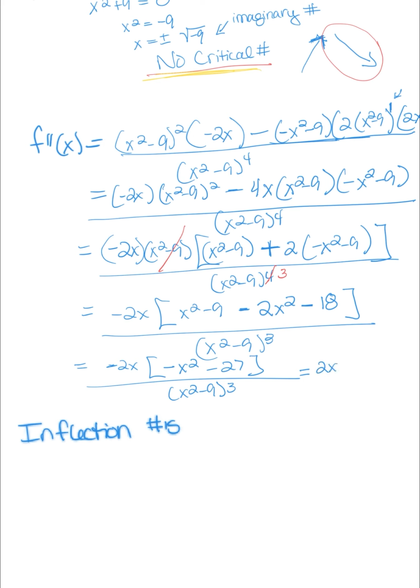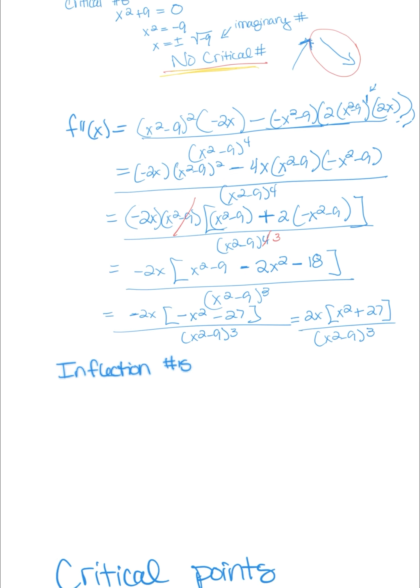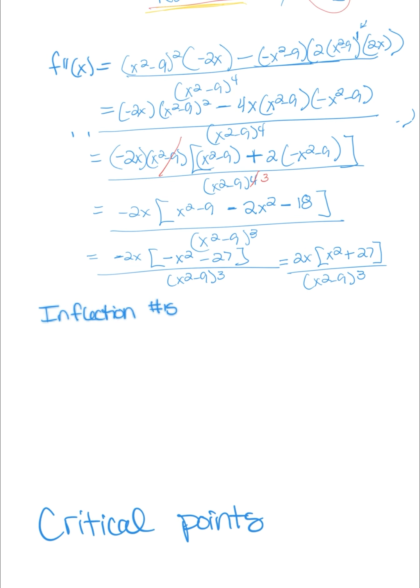So 2x, and that becomes x squared plus 27 over x squared minus 9 to the 3rd. Okay, so now we're going to work on our inflection numbers. Well, that involves our second derivative and where the second derivative equals 0. So this is our second derivative.